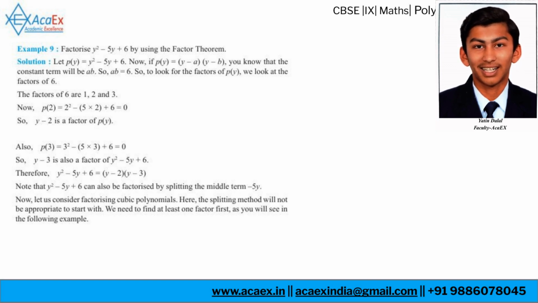Solution. Let p of y equal y squared minus 5y plus 6. We test the factors of the constant term 6. We find p of 2 equals 0, so y minus 2 is a factor. We also find p of 3 equals 0, so y minus 3 is a factor. Therefore, y squared minus 5y plus 6 equals (y minus 2) times (y minus 3).